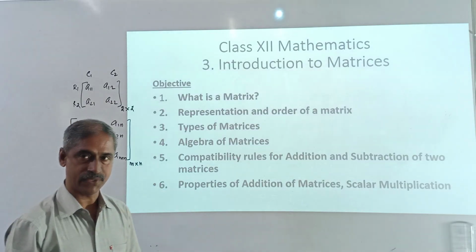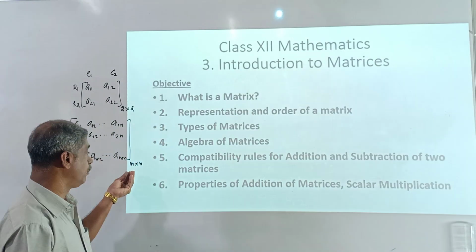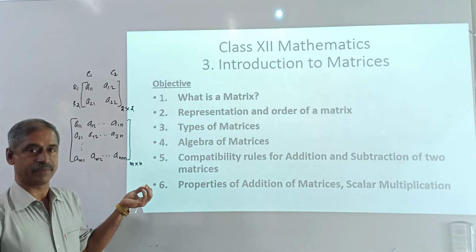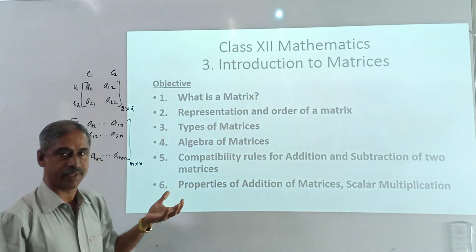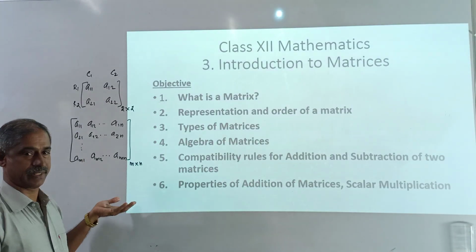There are mn elements where m rows of entries are involved and n columns of entries are involved. This is how we explain the representation of the order of the matrix. How do we represent a matrix?